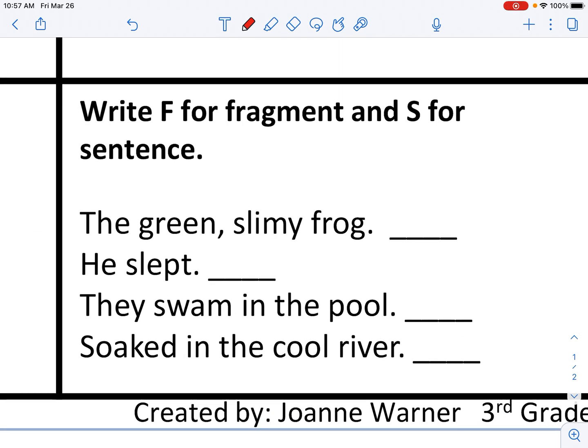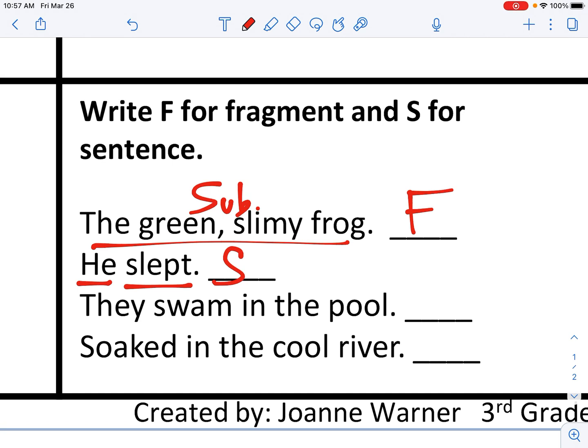Write F for fragment, S for sentence. Remember, to be a sentence, it needs to have a subject and a predicate. The green slimy frog. That's a fragment. It's missing a predicate. It has the subject here, but no predicate. Didn't tell us what it did. He slept. Well, it has a subject and it has a predicate. It's short, but it is a sentence.